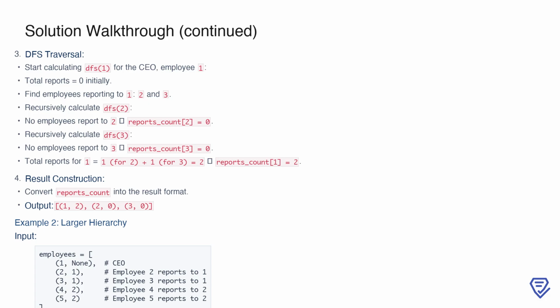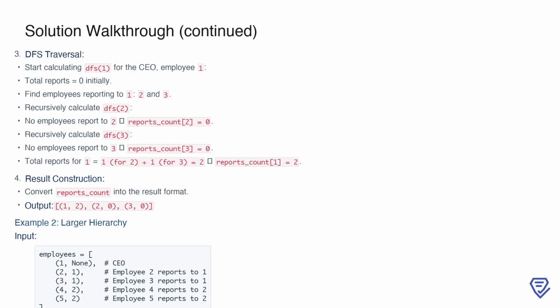Next, we use a depth-first search, or DFS, to calculate the number of employees reporting to each manager. Starting with the CEO, employee 1, we initialize the total reports for employee 1 to 0. We then look for employees who directly report to employee 1, which are employees 2 and 3, and recursively call the DFS function for each of them. For employee 2, since no one reports to them, their reports_count is set to 0. Similarly, for employee 3, their reports_count is also 0.